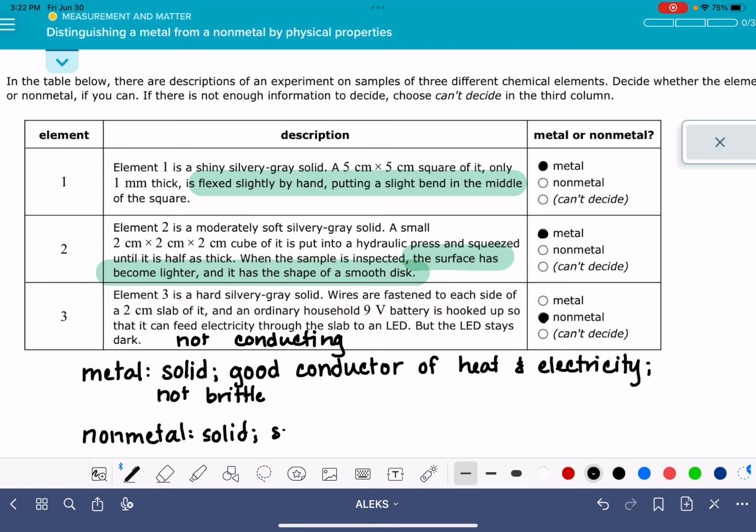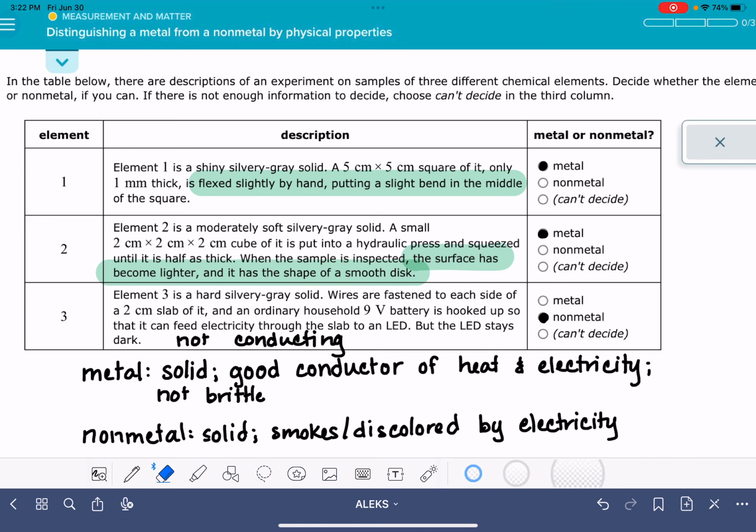So something that smokes or gets discolored by electricity, that means it's not conducting the electricity. That means that the electricity is reacting with it or causing some sort of chemical reaction to take place. I think I spelled electricity wrong. I'm sure somebody will let me know if I did.